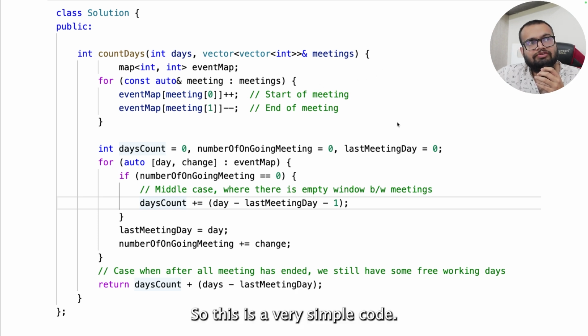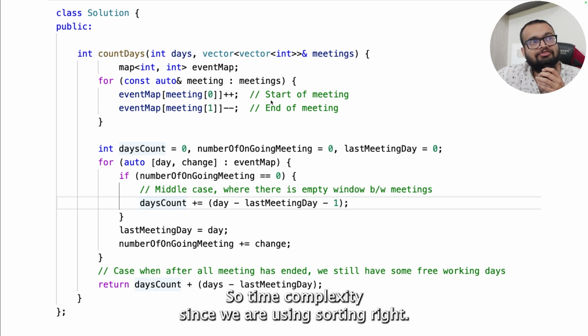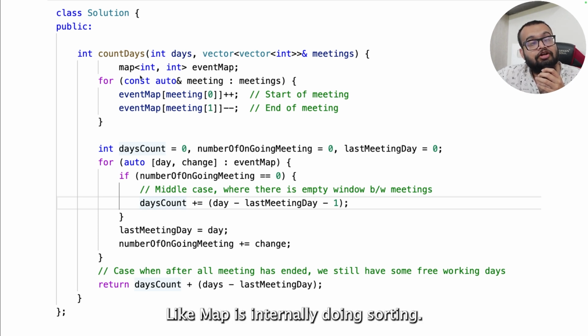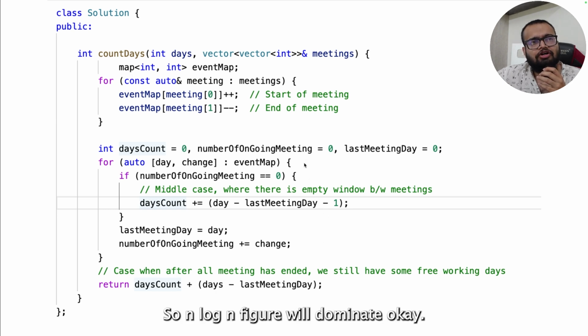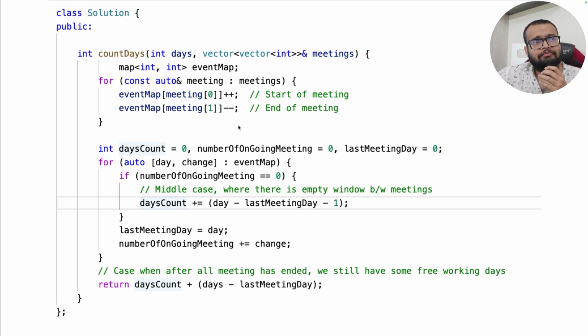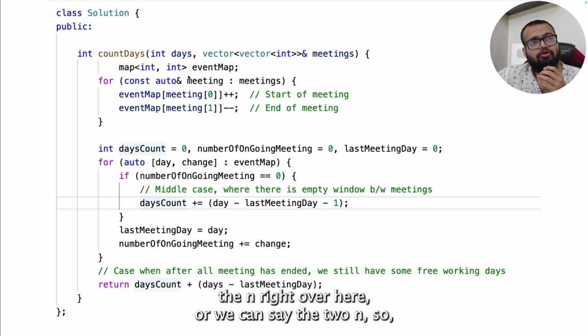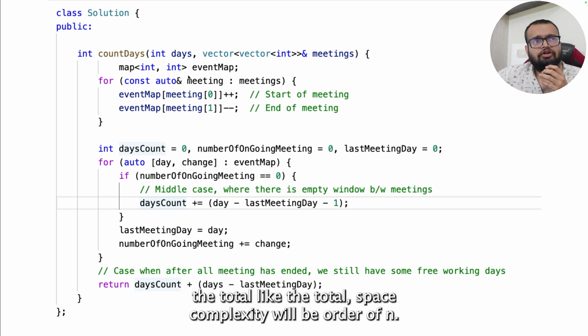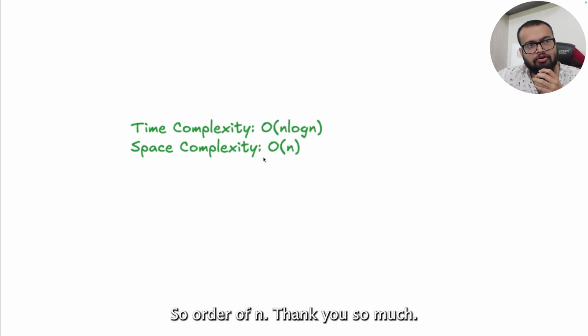So this is a very simple code. Let's look at the time complexity and space complexity. Since we are using sorting, the map is internally doing sorting, so it will be n log n, and the rest is simply traversing over it, so n log n will dominate. For the space complexity, since we are storing n entries, or you can say 2n, the total space complexity will be order of n. So the time complexity is order of n log n, and the space complexity is order of n. Thank you so much.